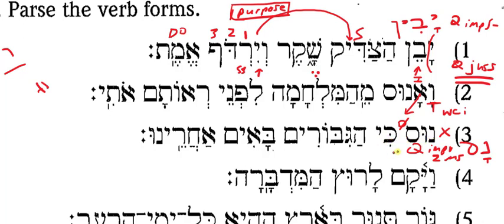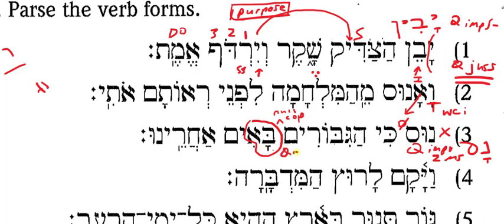Ki, because. And then Hagiborim, the warriors. Ba'im, the warriors coming. Where's my copula? Yeah, it's null. It's unstated. Okay, but we will supply it in English. Are coming. Now, you are translating this like it's a participle. Is that kosher? It is. But what stem is this participle in?